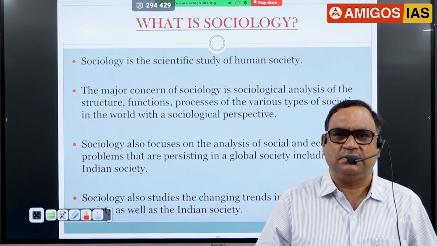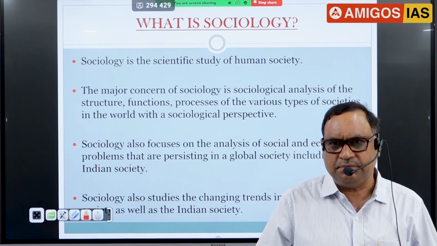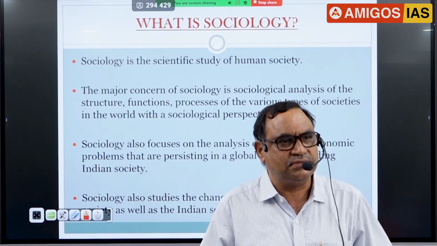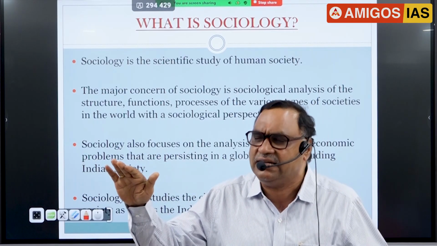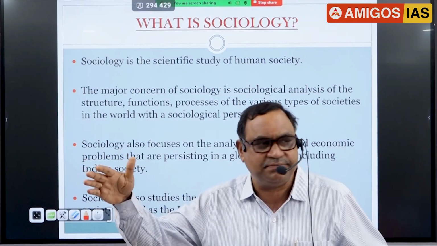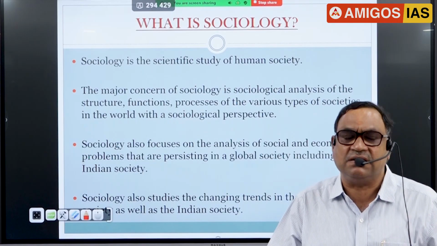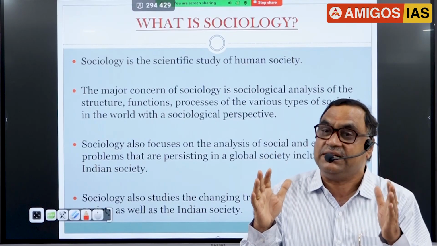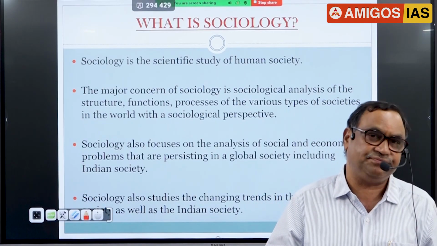For example, we have a family system in every society. But many changes are taking place in the family system due to the influence of various factors. In many societies, the family system is in the process of disorganization. Family disorganization is resulting in social deviance, crime. So like that, we can observe several social and economic issues across the globe. So sociology is concerned with such social and economic issues that are persisting in global society.